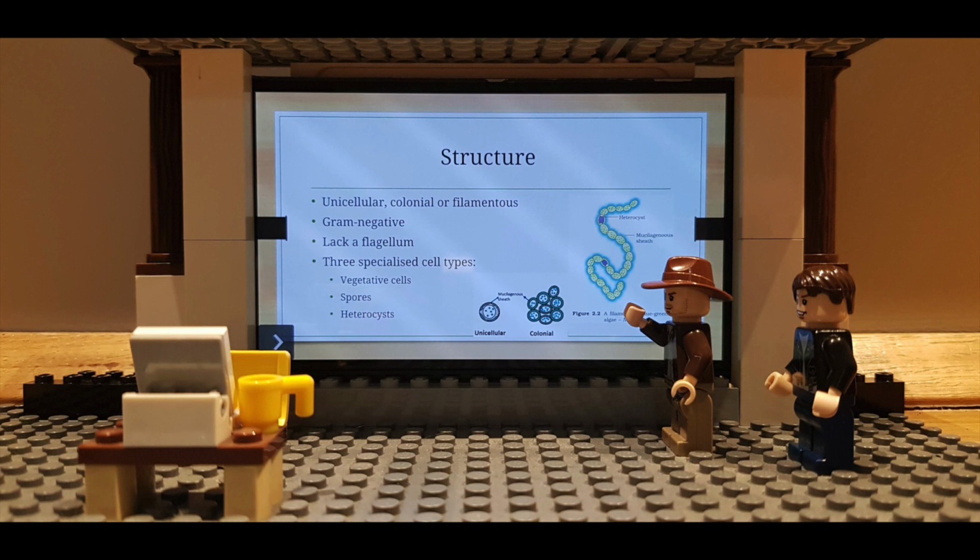There are 3 specialized cell types: vegetative cells, which photosynthesize, spores that can survive harsh environmental conditions and eventually develop into new filaments, and finally, heterocytes, which are cells specialized for nitrogen fixation. Heterocytes also play a role in reproduction, where filaments break apart to reproduce.